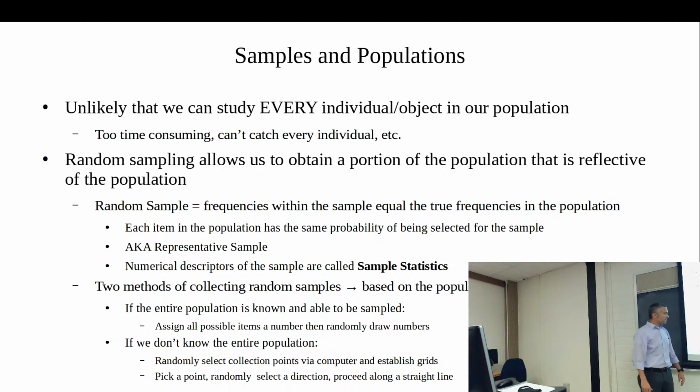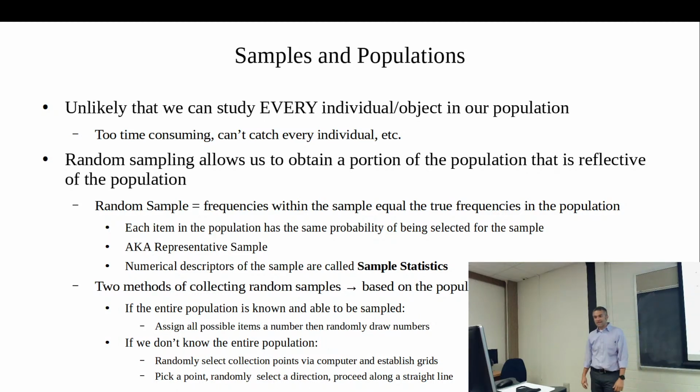If we don't know the entire population, it again depends on what kind of analysis we're doing, but what we want is to randomly select our collection points via computer and then possibly establish grids. So in our forest, maybe we can't count every single individual. Now we look at a map, we have a computer pick 25 points on that map, and when we go out to those points, we have a procedure where we set out a grid, or perhaps we say we're going to take the closest tree to the north of that point. Our random sample was generated by these collection points.